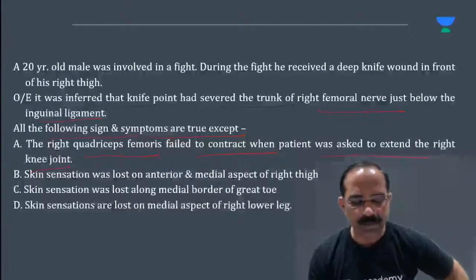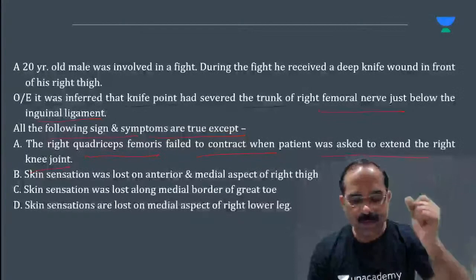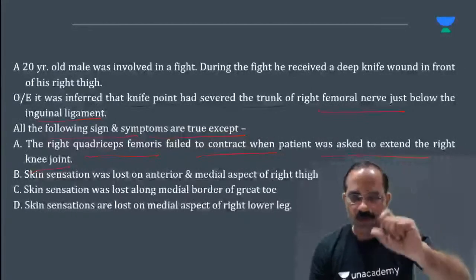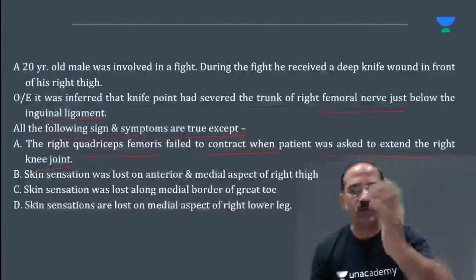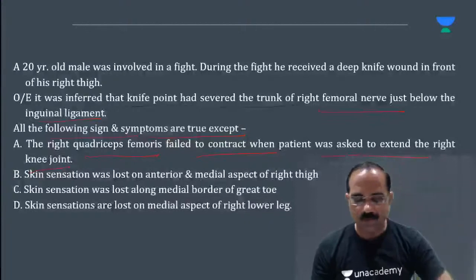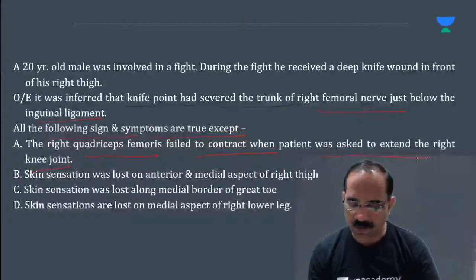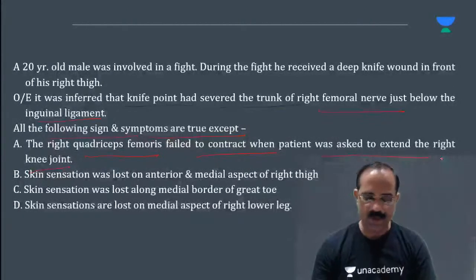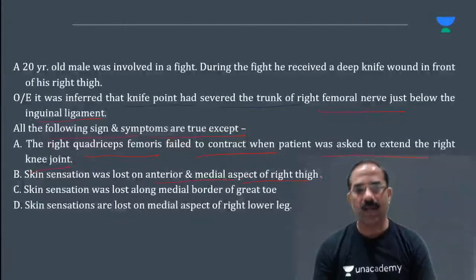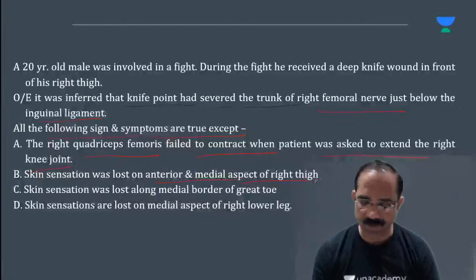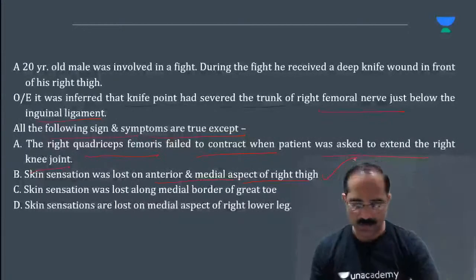What do you say? Quadriceps femoris will be paralyzed, no? Because the femoral nerve supplies the quadriceps femoris, through the posterior division. So quadriceps femoris failed to contract when the patient was asked to extend the right knee joint. Yes. Skin sensations were lost on the anterior and medial aspect of the right thigh. Correct? Yes, because that is supplied by the femoral nerve.